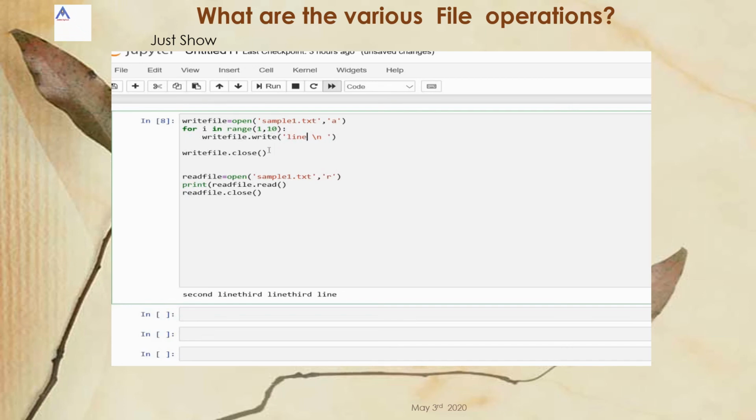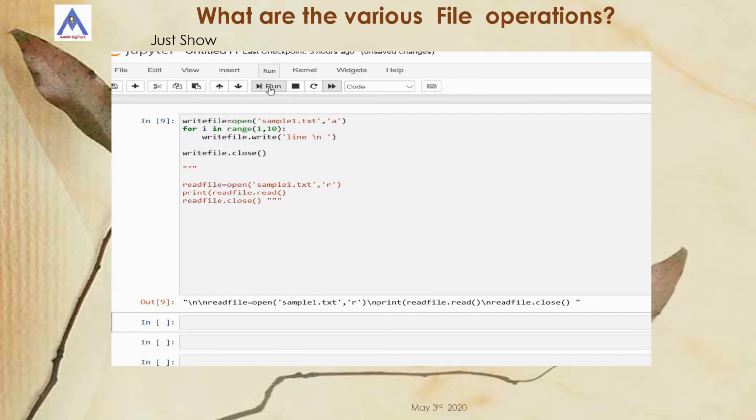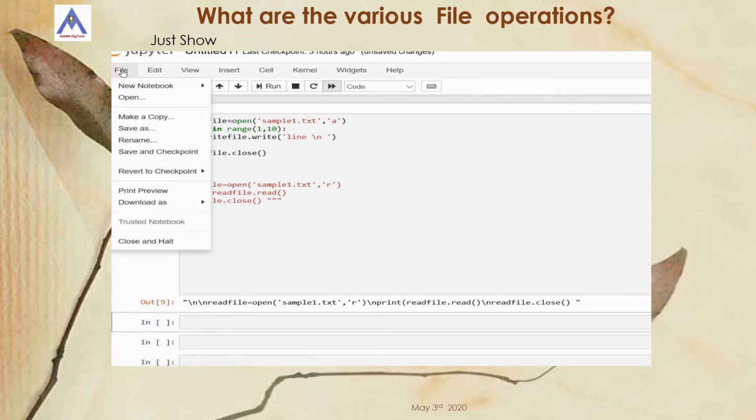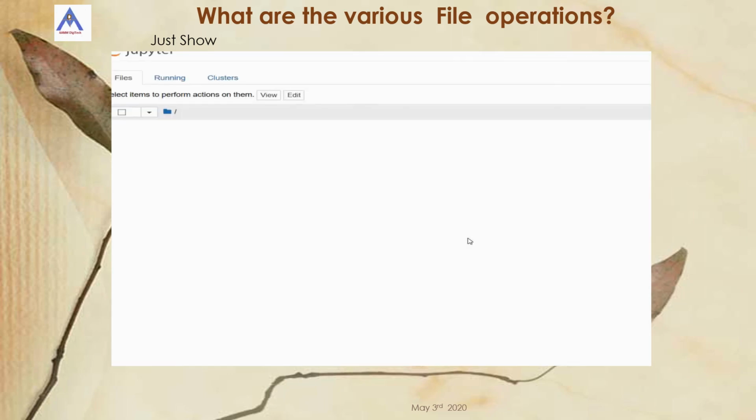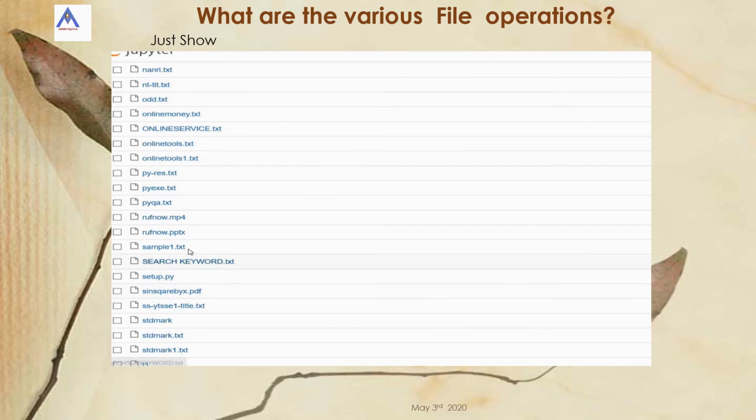So let us see now what is the output of this. Then you have to make it a comment. This should now be a comment line. Okay, now let us see what is the output in that file. Then run the program. Now we will see the file. What is there in that file? Sample1.txt.